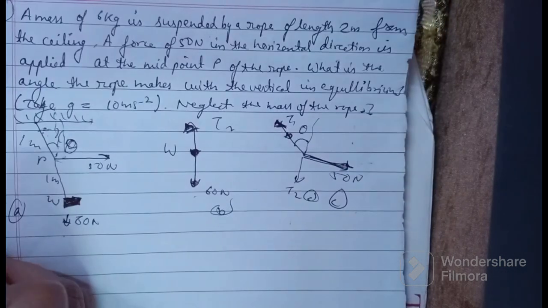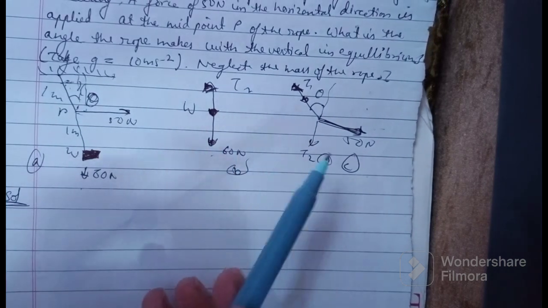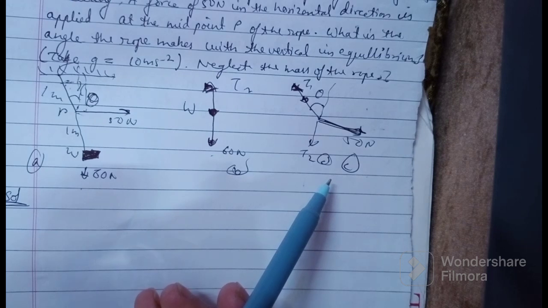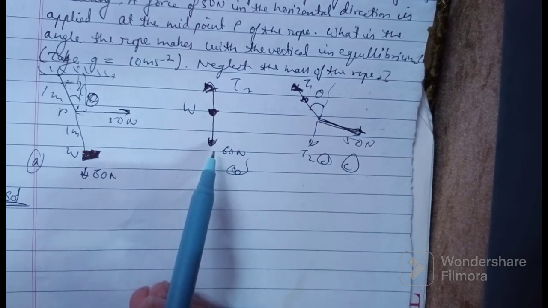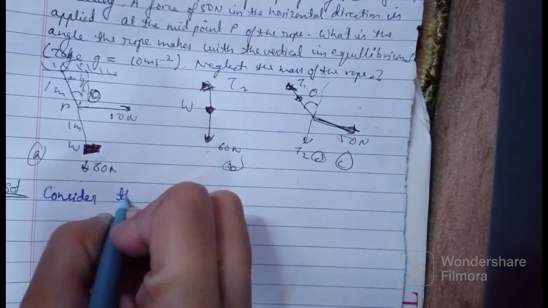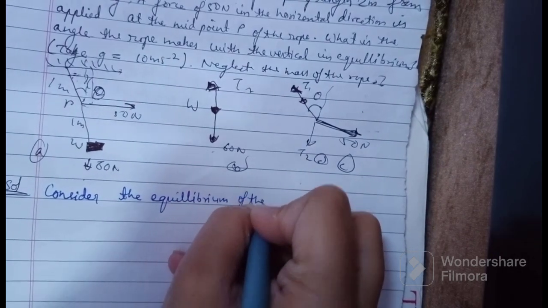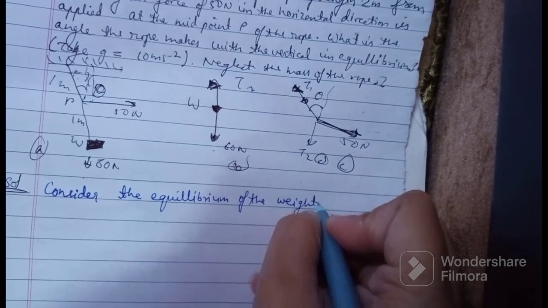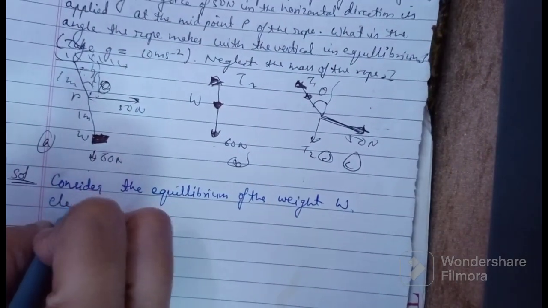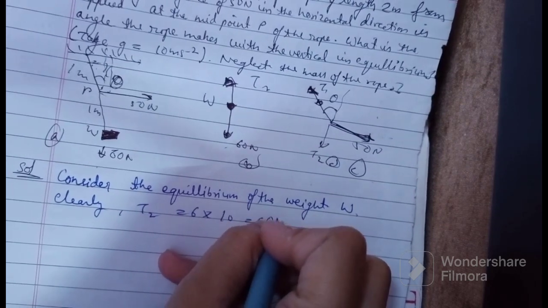So the solution. For that question, in figure B, what you see is known as a free body diagram: B is the free body diagram of W, and the other is the free body diagram of point P. Consider the equilibrium of the weight W. Clearly T2 equals 6 into 10, which equals 60 Newton.